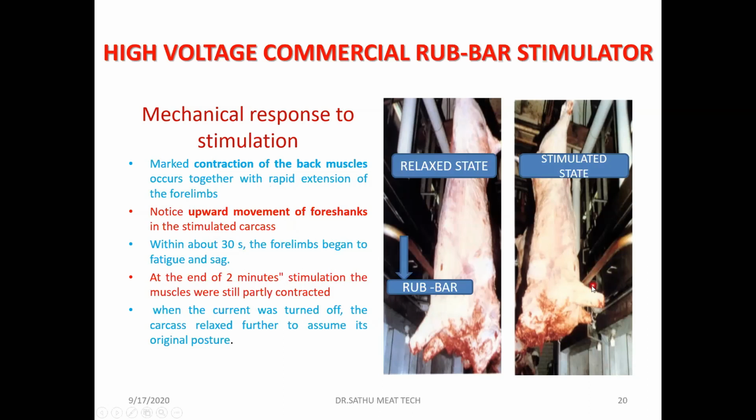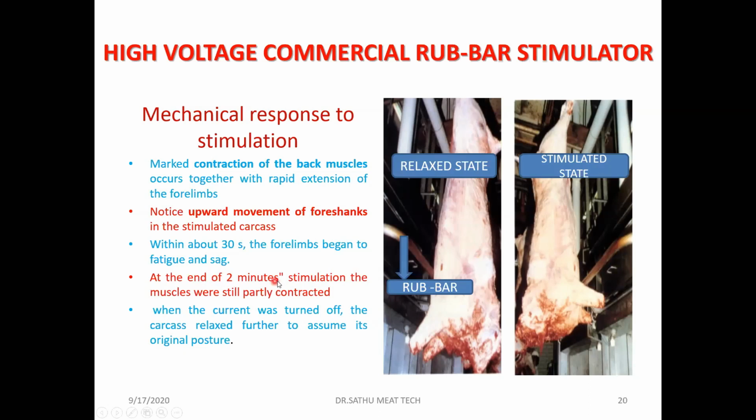The foreshanks will be moving up in a stimulated carcass within 13 seconds. Within 30 seconds, the forelimb began to become fatigued and sag. That is what we have seen in that second clipping. Slowly it will lose the extensibility, and it will become flaccid like this. This will occur within 30 seconds after you apply the electrical stimulation.